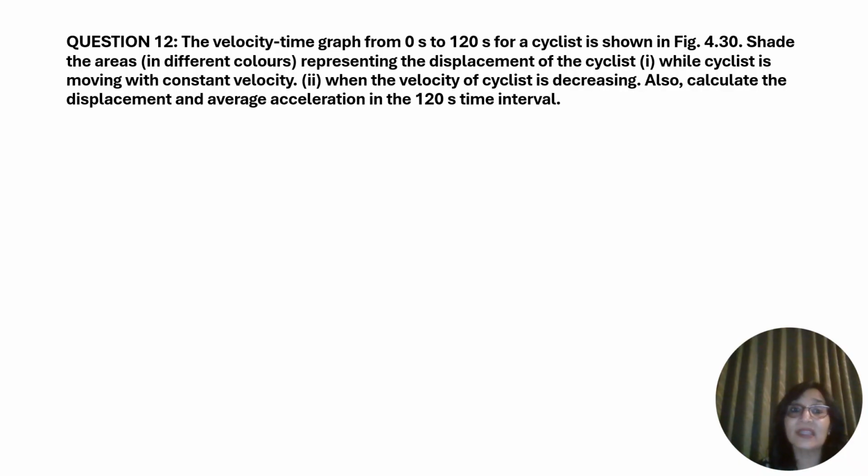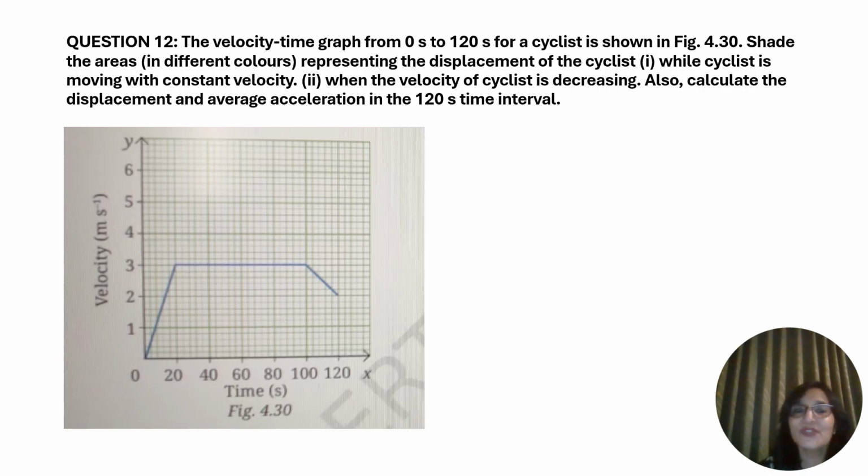Shade the areas representing the displacement of the cyclist. Part 1, while cyclist is moving with constant velocity. Part 2, when the velocity of cyclist is decreasing, and also calculate the displacement and average acceleration in the 120 seconds time interval. So look at this graph.